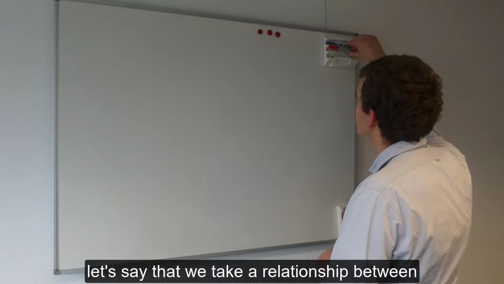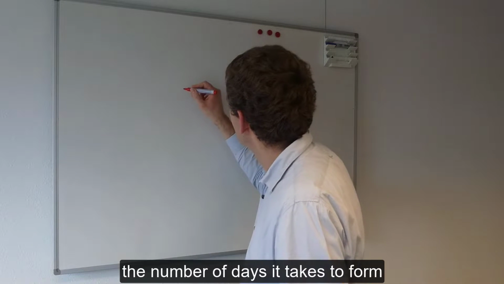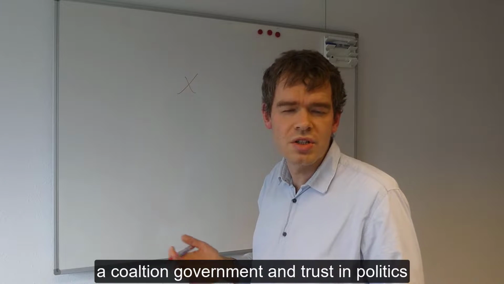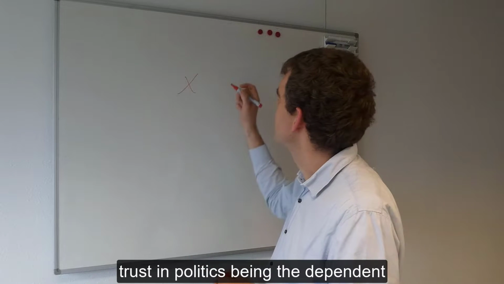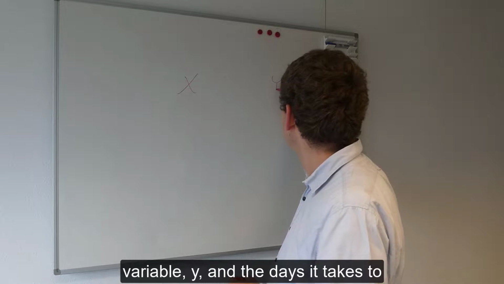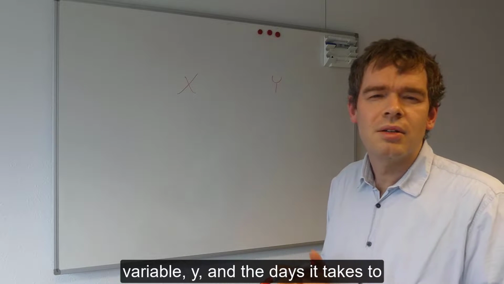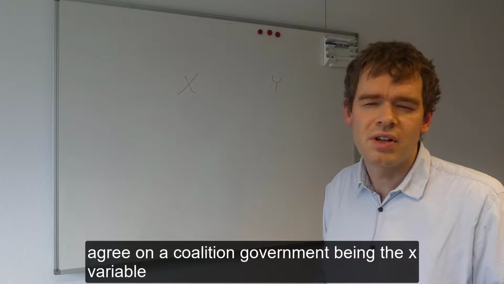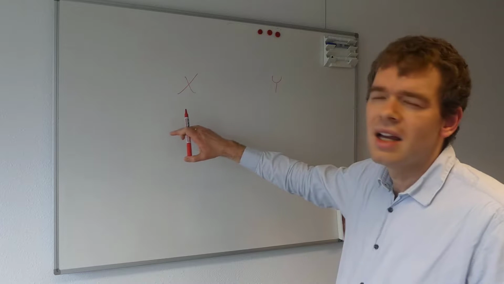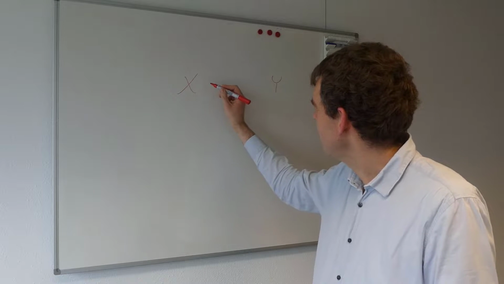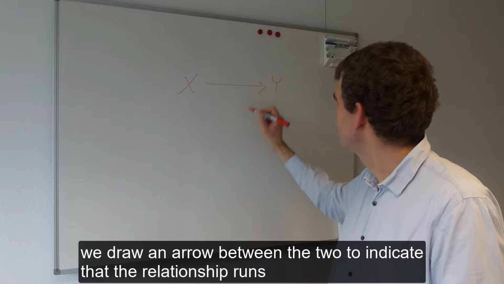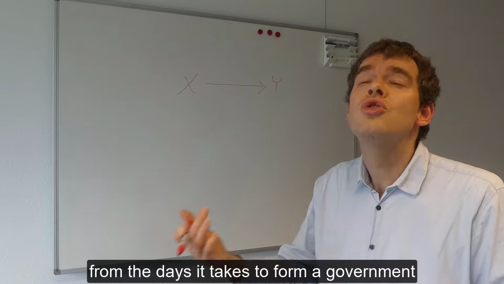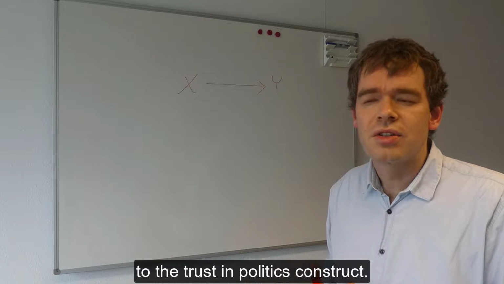Let's say that we take the relationship between the number of days it takes to form a coalition government and trust in politics. Trust in politics is the dependent variable y, and the days it takes to agree on a coalition government is the x variable. Y is the dependent variable, x is the independent variable. And we draw an arrow between the two to indicate that the relationship runs from the days it takes to form a government to the trust in politics construct.